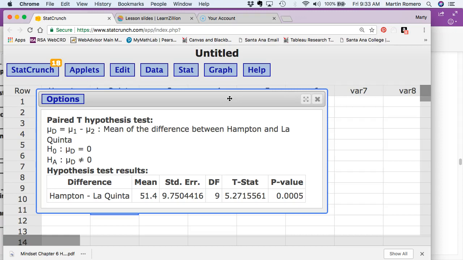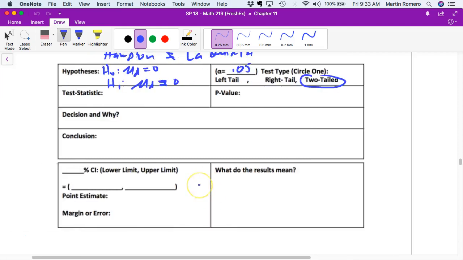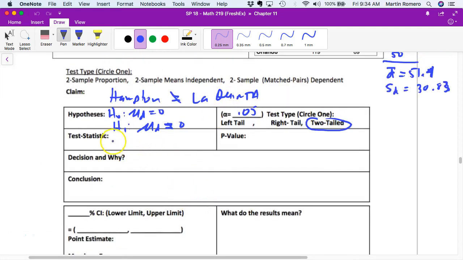And so again, that number, 5.27, is what we would put in there. P-value 0.0005. So we end up with a t-stat here, 5.27. Your p-value, I think, was 0.005, definitely smaller than alpha. We do the same thing. Decision. We reject H sub 0 since 0.005 is smaller than 0.05.